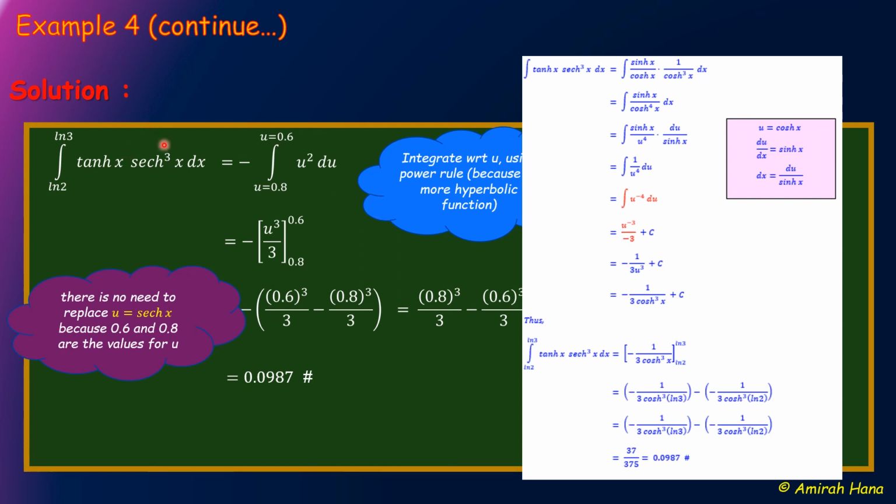Every time you are stuck, you can change to basic hyperbolic function. If this is a trigo function, you can change to basic trigo function. If this is a hyperbolic function, you can change to basic hyperbolic function. Alright, you got it?